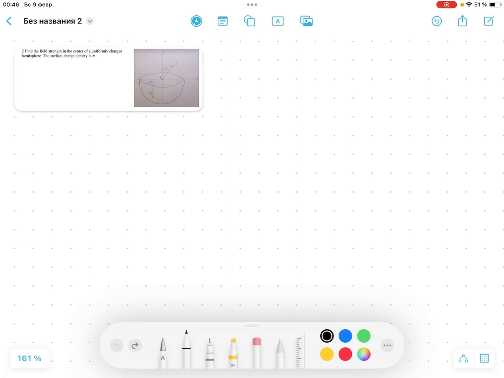Hello everyone, today I want to solve this problem. We should find the electric field at the center of the hemisphere. So let's start.